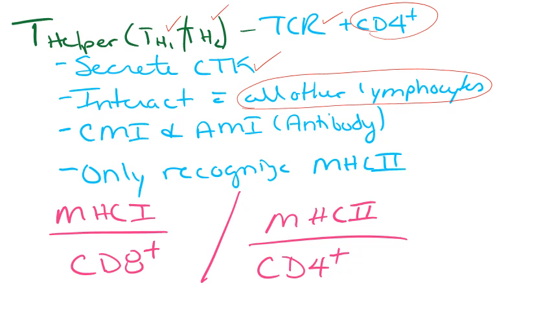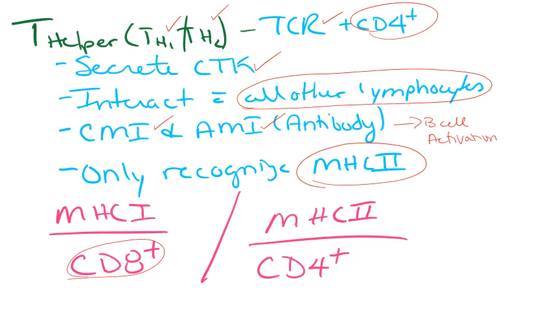So T cells also interact with all other lymphocytes. Very important. They have cell-mediated immune response and antibody-mediated immune response. And the antibody-mediated immune response, remember, the T cells don't make antibodies, but they activate B cells. All right? And remember that our T helper cells, CD4 specifically, are only going to recognize MHC class 2. I put in here MHC class 1 is for our CD8 T cell, which is our cytotoxic T cell. Our MHC class 2 is our CD4 T cell.